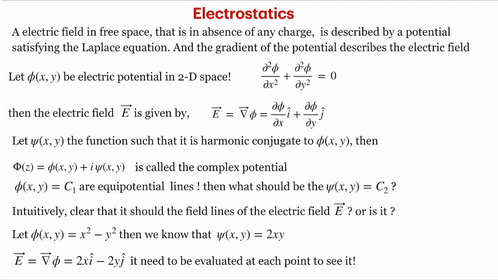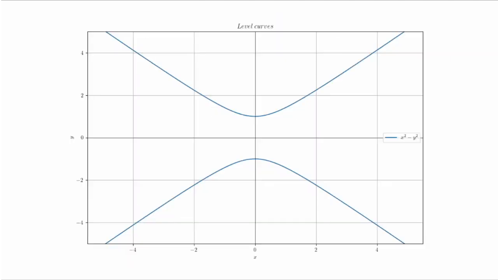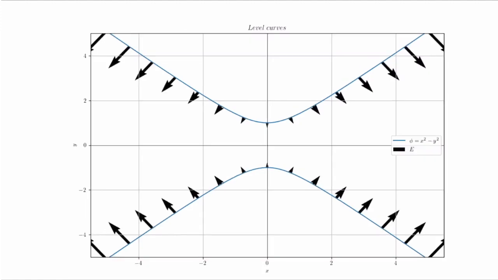Del phi is equal to 2x i minus 2y j. So let's first plot one of the level curves. There are a whole lot of level curves in the domain for various values of constant c1. Let's plot one value of c1. We get two parabolas which correspond to a particular value of c1. On this plot, at different points, let's compute the electric field.